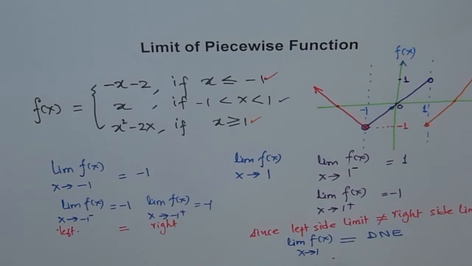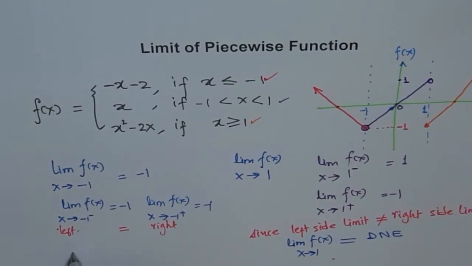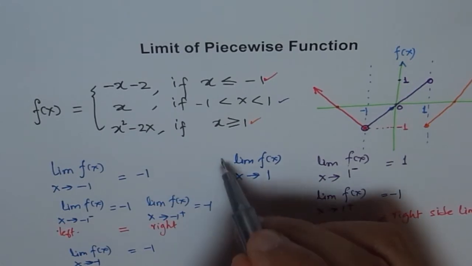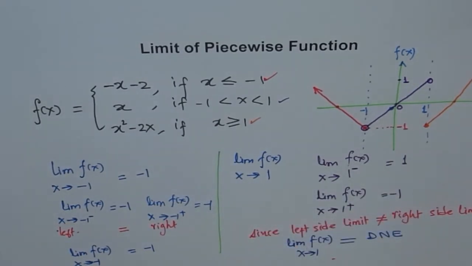Now here we'll say limit of f of x as x approaches -1 is equal to -1, since both are equal. Do you see that? So that's the kind of difference which we get in both the places. You should have a good look at this and see how we found all this.